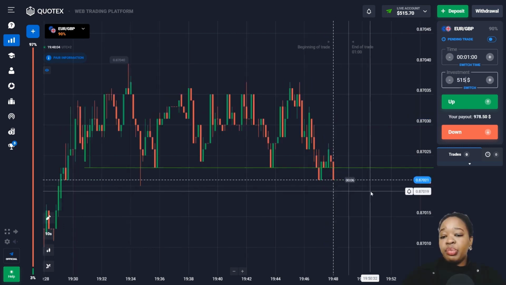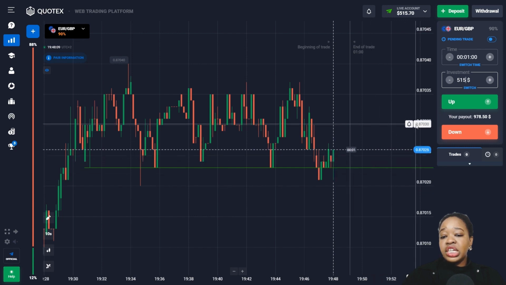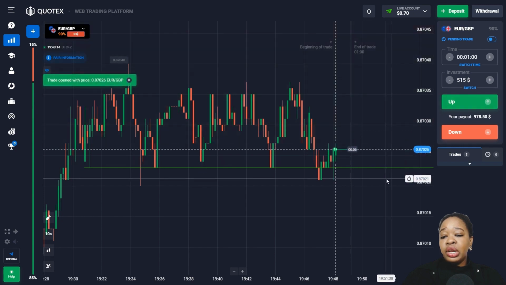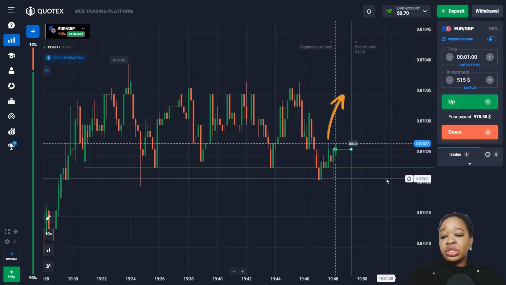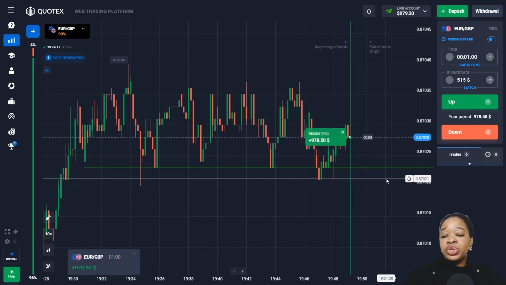So here you can see that the price is testing the support level, and for a while you can see that price has been moving at this level. So price is moving up, and I'm going to open an up trade for 1 minute and wait for the results. So this turned out quite well. You can see price moved higher and I got very good profit.